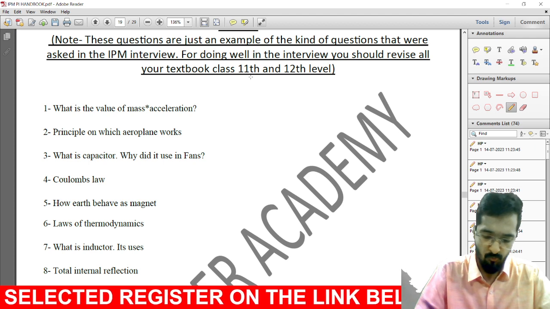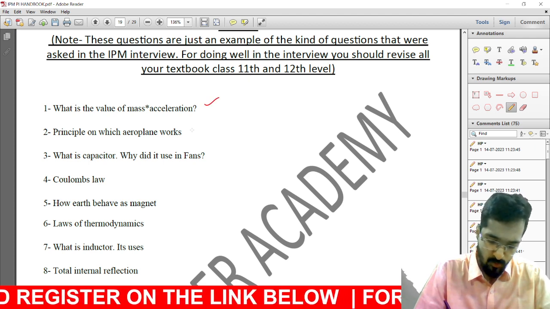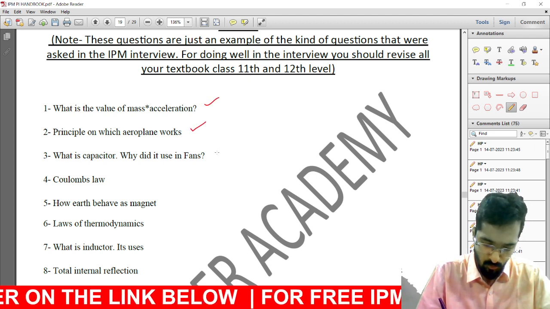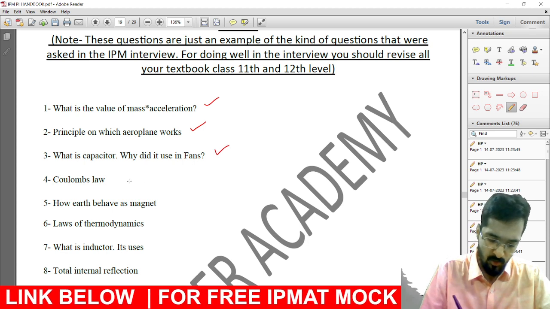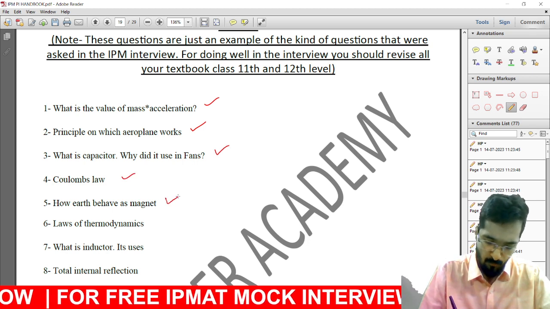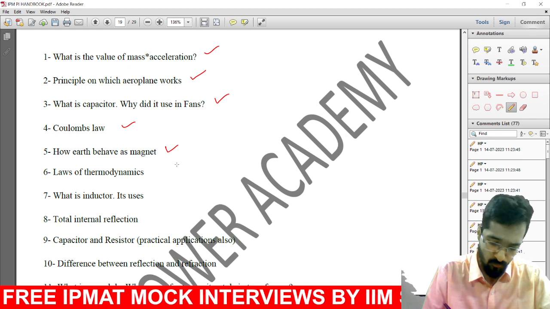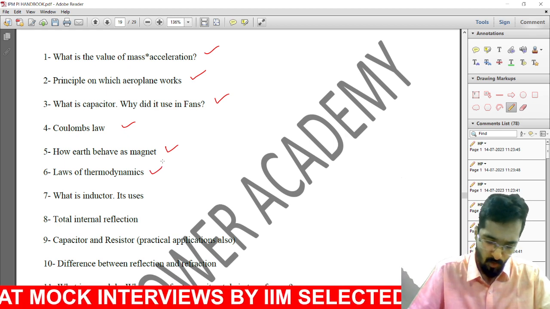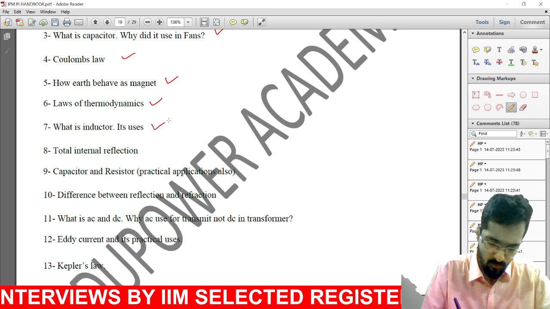What is the value of mass into acceleration, that is force? Principle on which aeroplane works, Bernoulli's theorem. What is a capacitor? Electricity, Coulomb's law, electricity. Magnetism, questions from magnetism, laws of thermodynamics, first law, second law. What is an inductor and its uses?